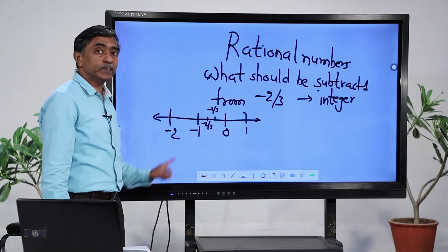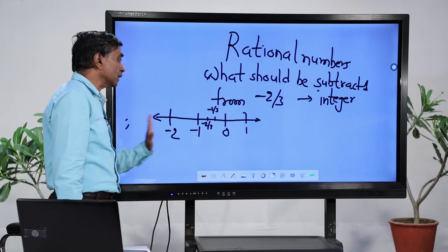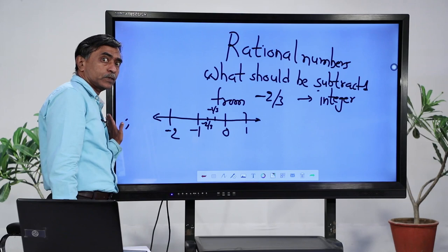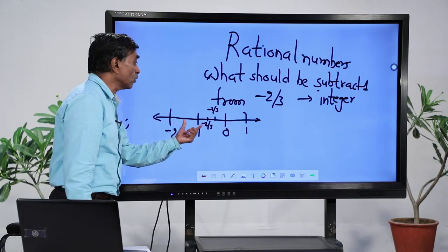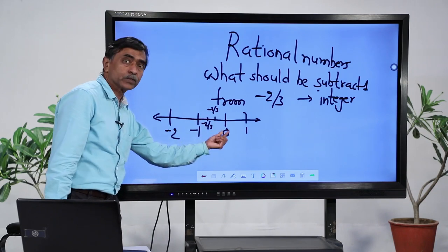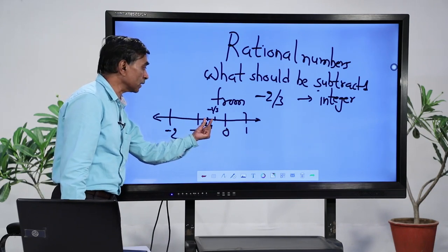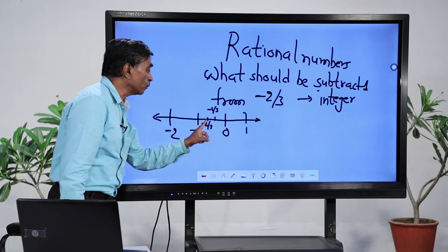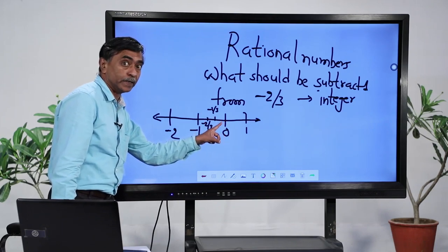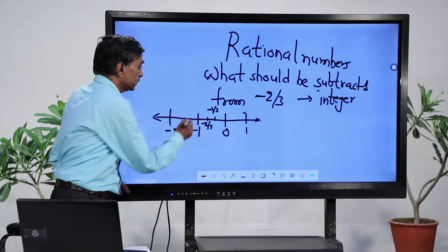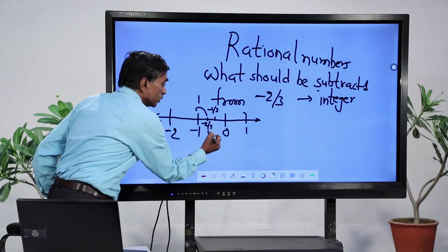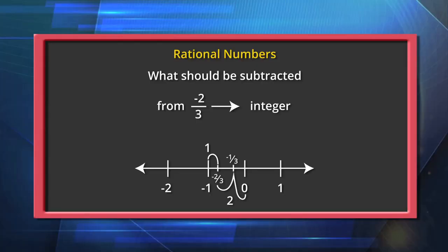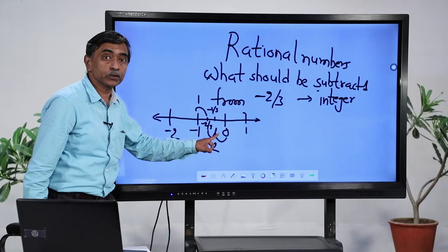Now, you can see which are the two integers here. It cannot be definitely nearer to minus 2 or minus 3. It has to be either nearer to minus 1 or 0. And see from these sections that you see here, how many sections are there? 1 and 2 sections before you reach 0. 0 is one of the integers, but you have to jump just once to reach minus 1, whereas to reach 0, you have to jump twice. So, which will be the nearest one? Minus 1 will be the nearest integer to minus 2 by 3.